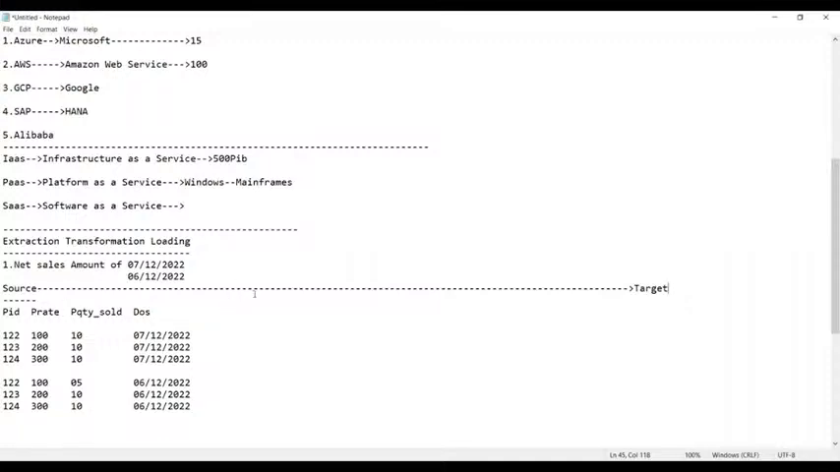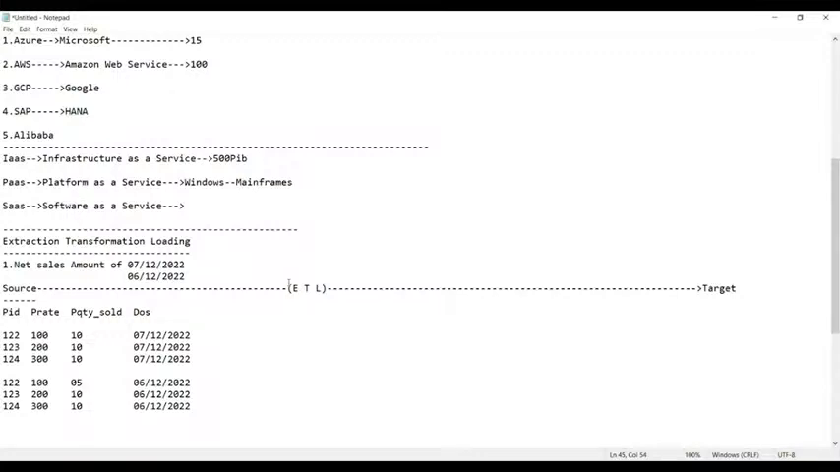Between the source and the target, guys, we apply the process of ETL, which stands for extraction, transformation, and loading. Anyways, you know what extraction, transformation, and loading are. Now, guys, let us start the process of ETL. How does it work?